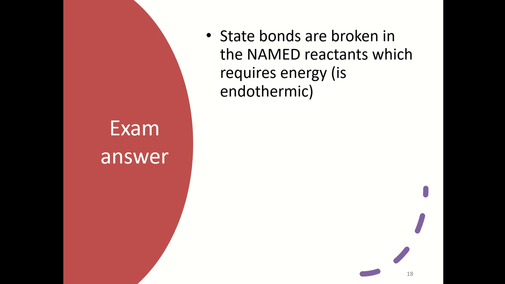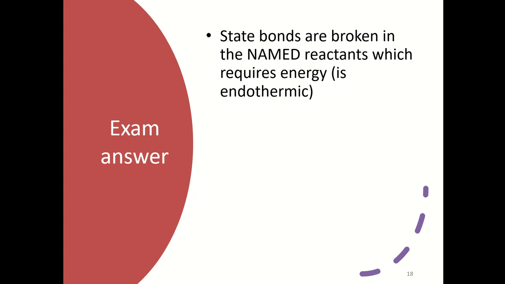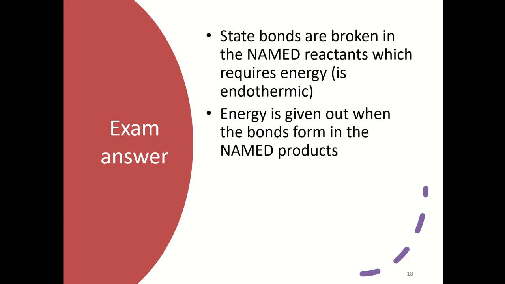Now, let's say you had an exam answer today, and you're being asked to explain whether a reaction is exo or endothermic. So you always state that bonds are broken in the named reactants. So don't talk about general reactants. Say the named reactants. For example, in the last example, it would have been the bonds are broken in methane and oxygen, and that requires energy, which is endothermic. Okay, you then say that the energy is given out when the new bonds are made in the named products. So don't, like I said earlier, don't just say generally the products. In the last example, I would say in carbon dioxide and water.